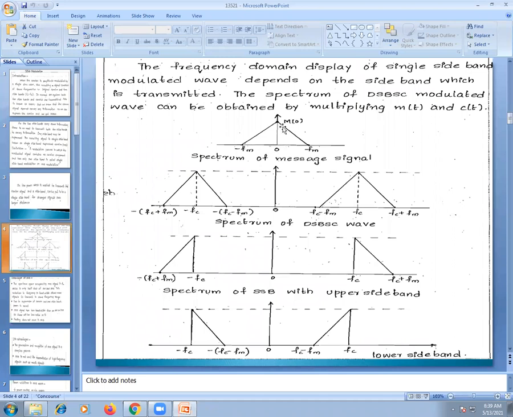See that 0, fm, minus fm. At 0, M of 0 is there. That is the magnitude of the signal. This is the message signal spectral components. The message signal has spectral components from 0 to fm and 0 to minus fm. This is only the message signal.